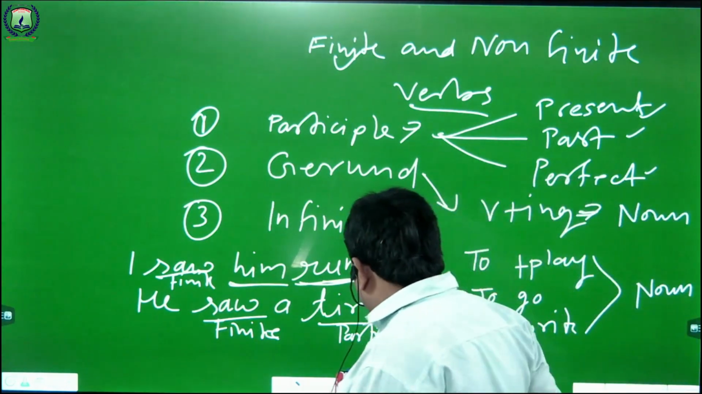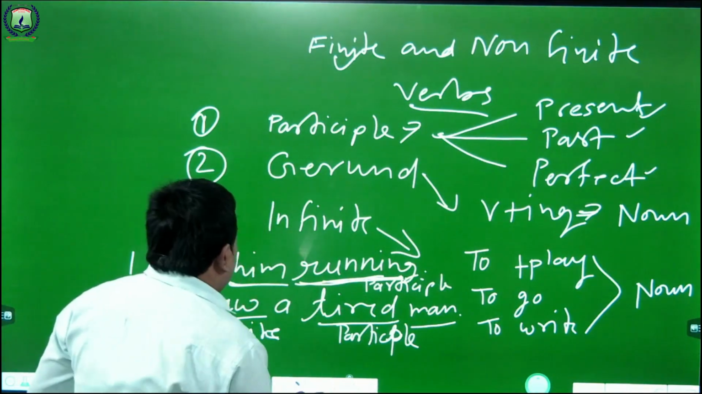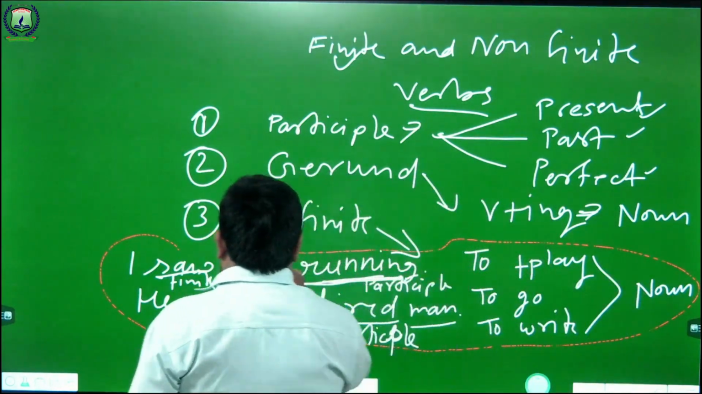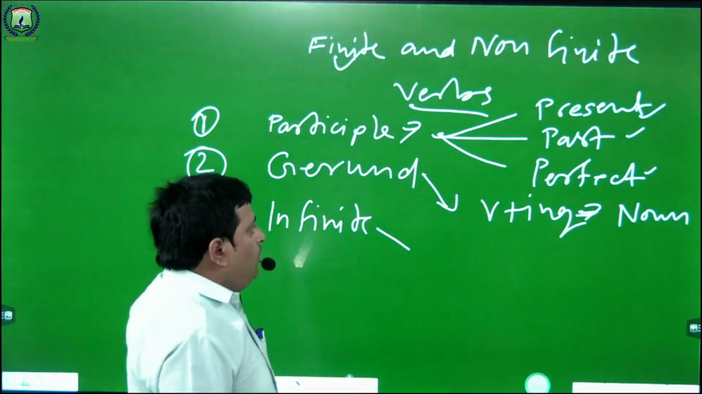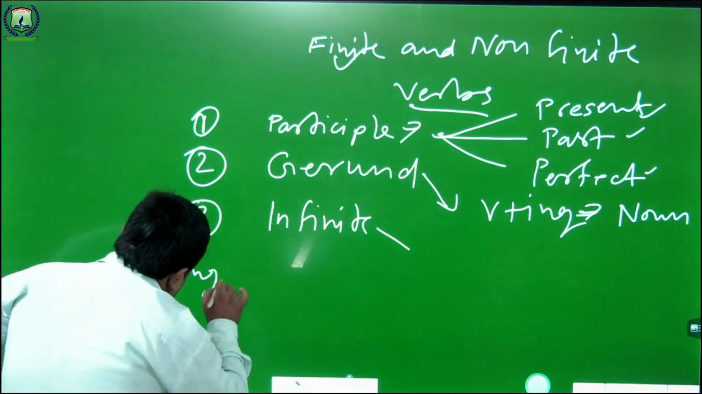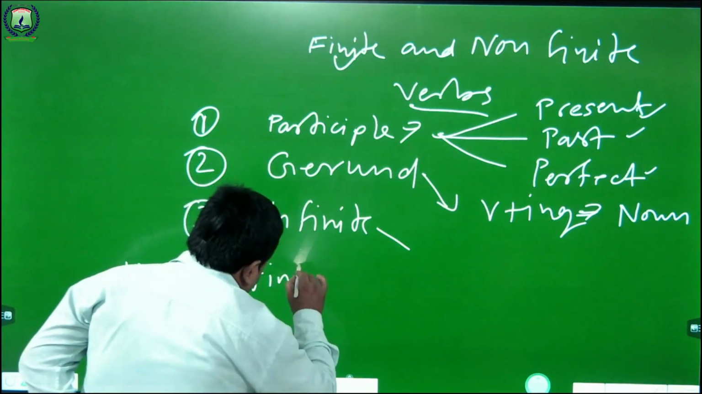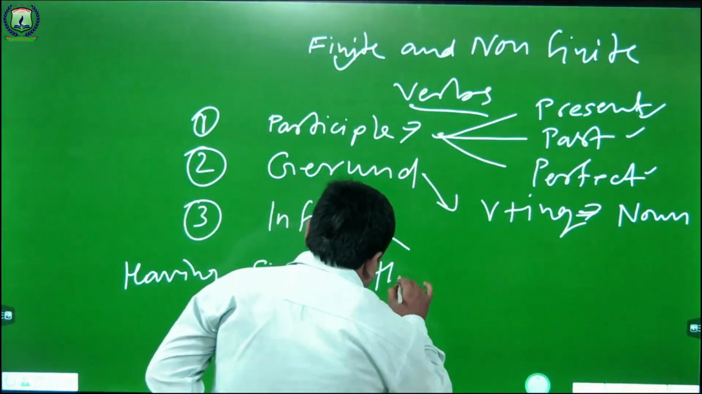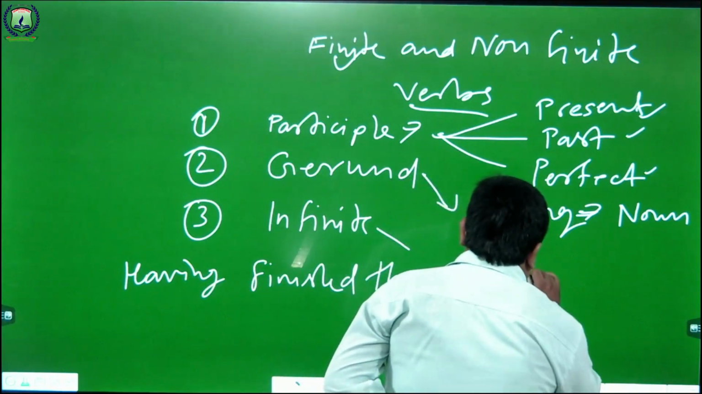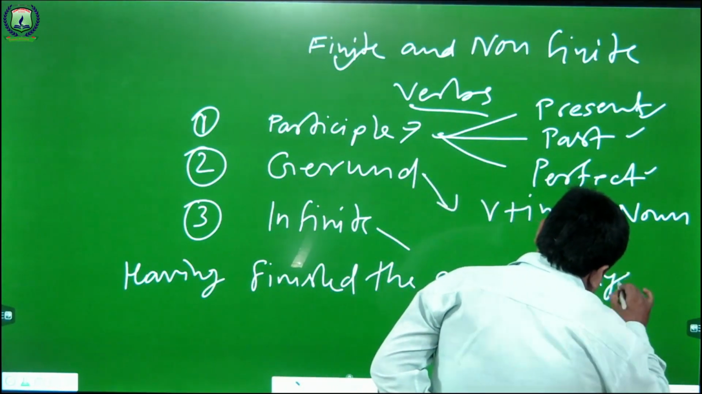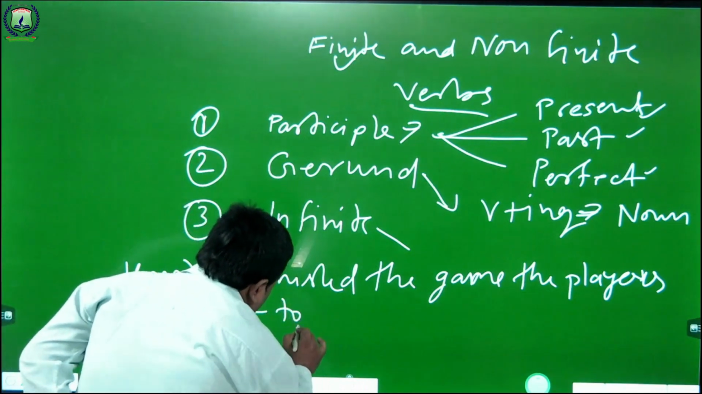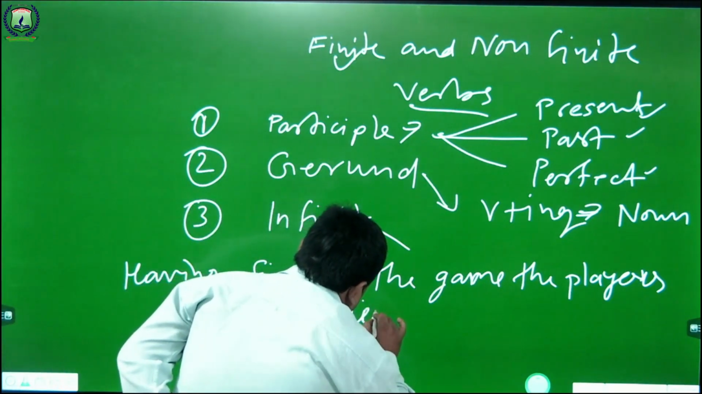And what is a perfect participle? Now I am going to explain once more the third participle, the perfect participle. Now see, having finished the game, the players went to their homes.